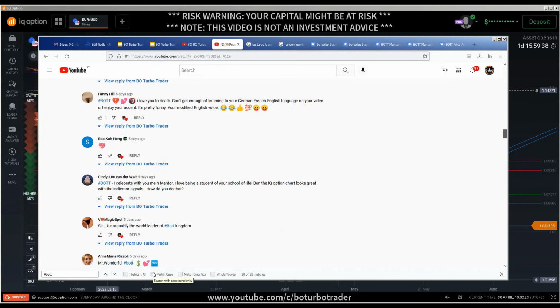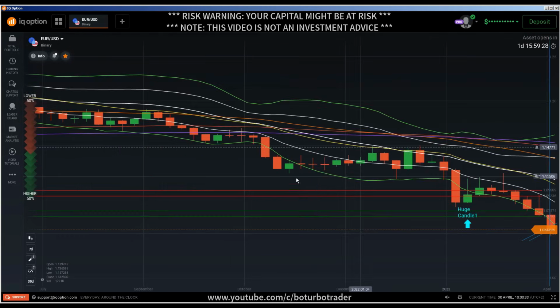Ben, the IQ Option chart looks great. We're sitting together. How do you do it? This is a developing version. Yes, that is a developing version. The signals which you see here are the version which we are working on.